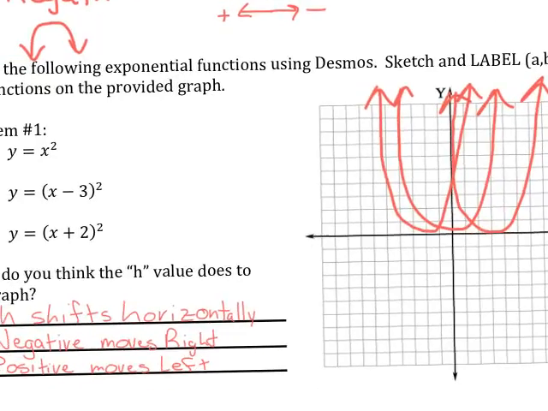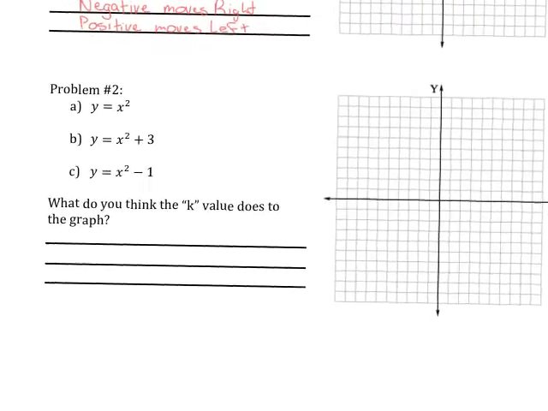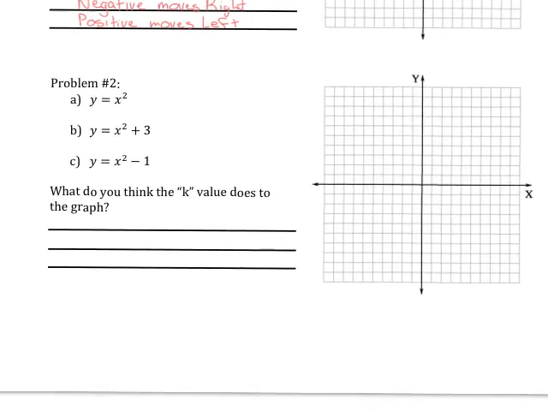Now let's go ahead down to problem 2, and we're going to do the same thing. Go ahead and pause the video, graph the 3 on Desmos, sketch your graphs over to the graph on the right, and then talk with your group about what you think the K value does. And when you're ready, you can go ahead and unpause the video.